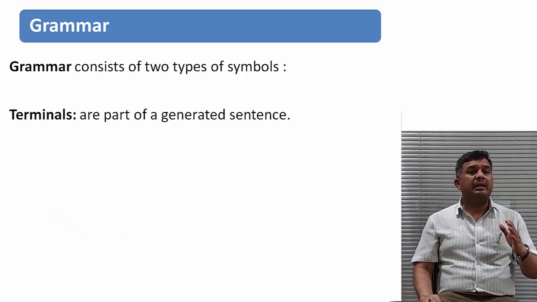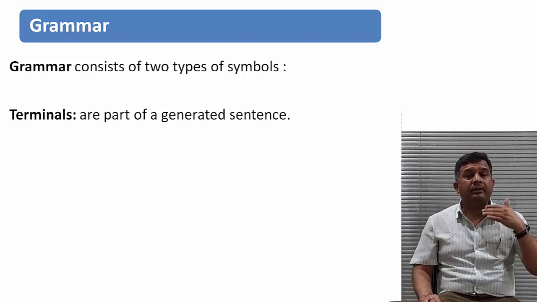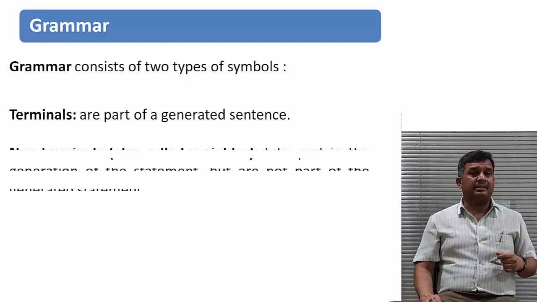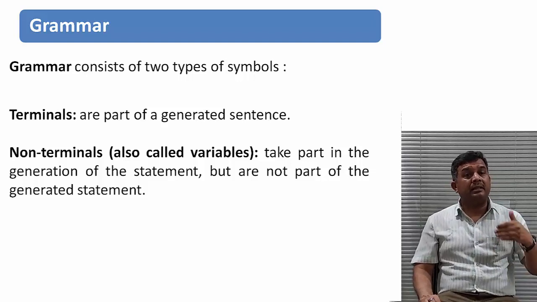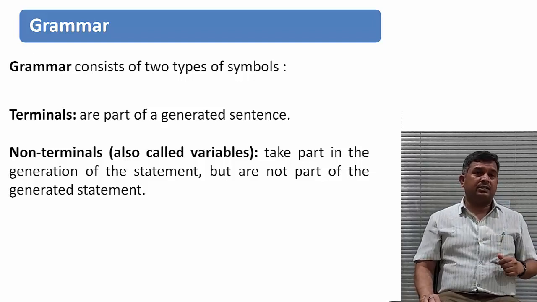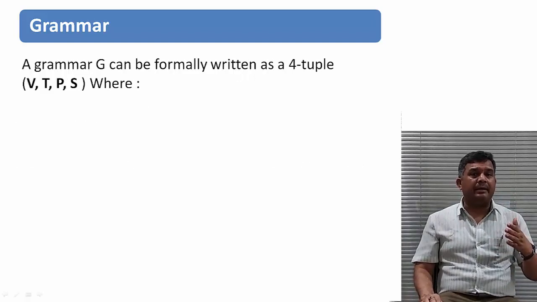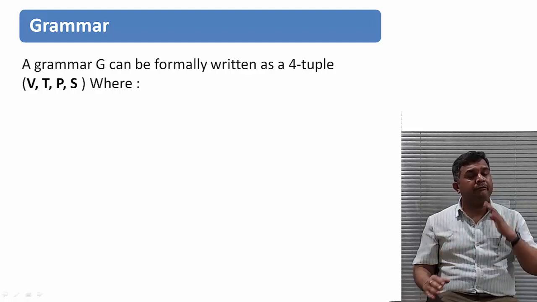The first symbol is a terminal symbol, which is a part of a generated sentence. And another one is a non-terminal symbol, sometimes also called a variable. It takes part in the generation of the statement, but never becomes part of the generated statement. Basically, a grammar is defined formally by four tuples.